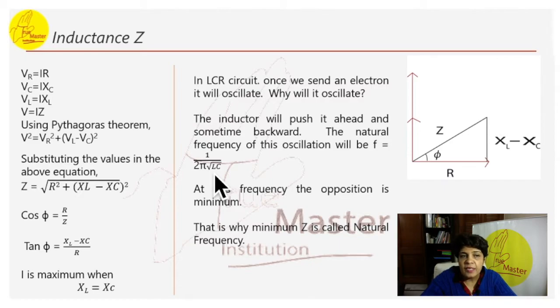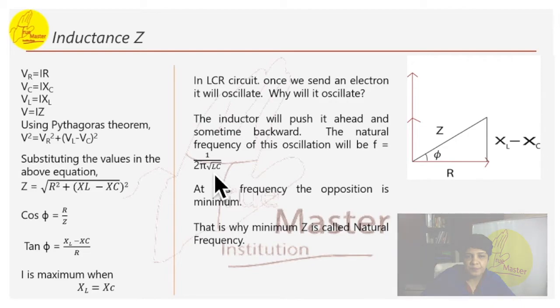Minimum Z is called the natural frequency. So when Z is minimum, it will be called the natural frequency, as the opposition is minimum. We will study tuning, resonance, and maximum current at minimum Z value in the coming slides. We will be studying all those further.